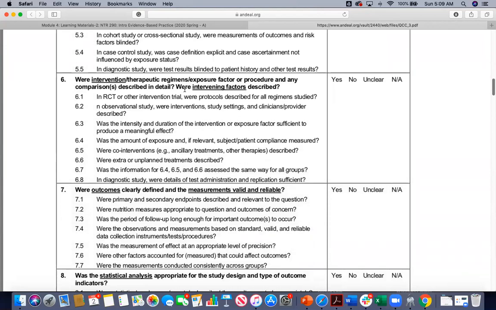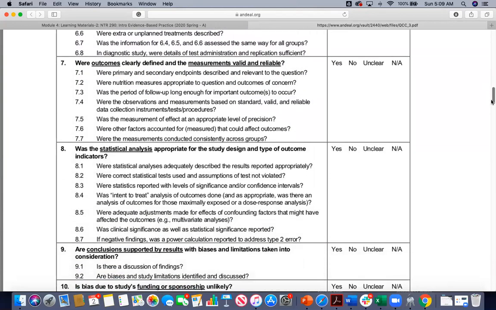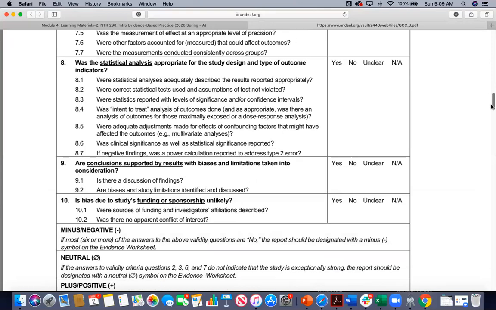Were intervention, exposing factors, procedures described in detail? So you should be able to clearly see what they did for their intervention. So if they put them on a ketogenic diet, they should explain that in great detail. They should also describe their outcomes. Number 7, there should be statistical analysis included.